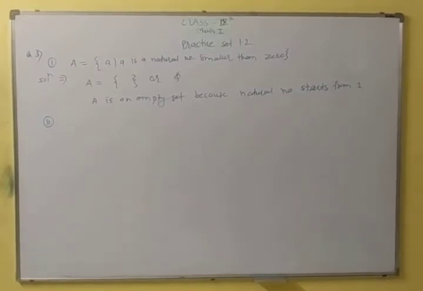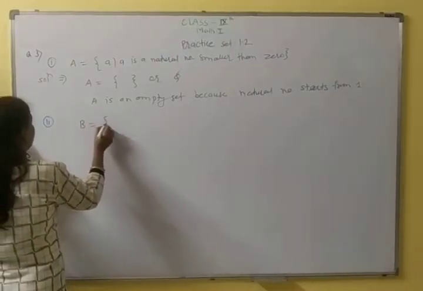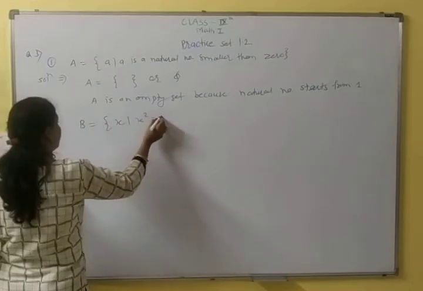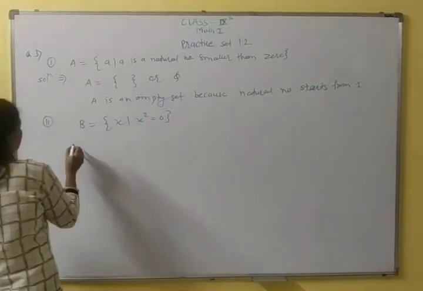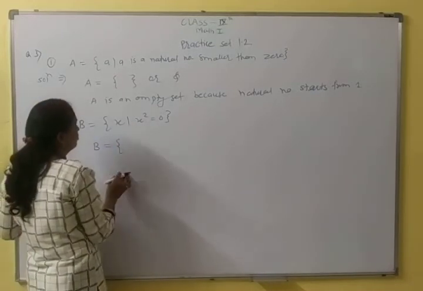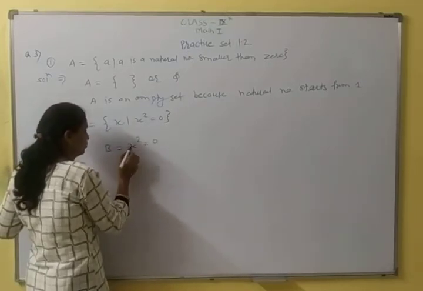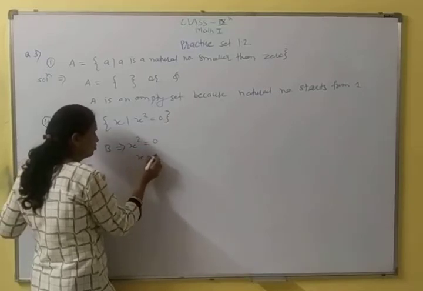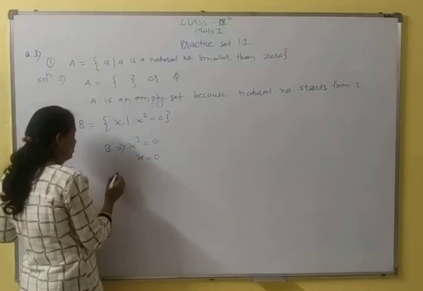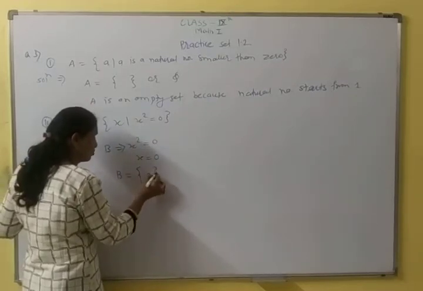Second, x square equal to 0. B is a set of all x such that x square equal to 0. In this set B, solve this. x square equal to 0 means B equal to x square equal to 0. Then x equal to 0. Therefore, in set B, there is only one element, that is 0.